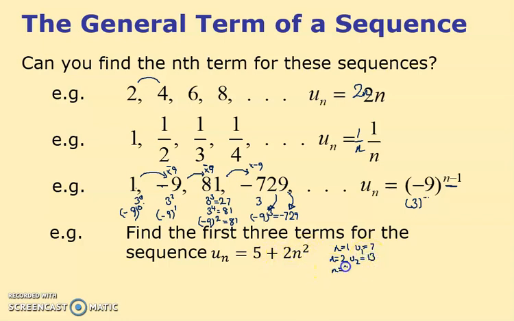n equals 3, the last term they want. So it's 5 plus 2 times 3 squared. 3 squared is 9, times 2 is 18. I reckon that's 23. Don't know what the answers are. 7, 13, 23. Actually, it then gave me 2 more, and you said the first 3 terms.